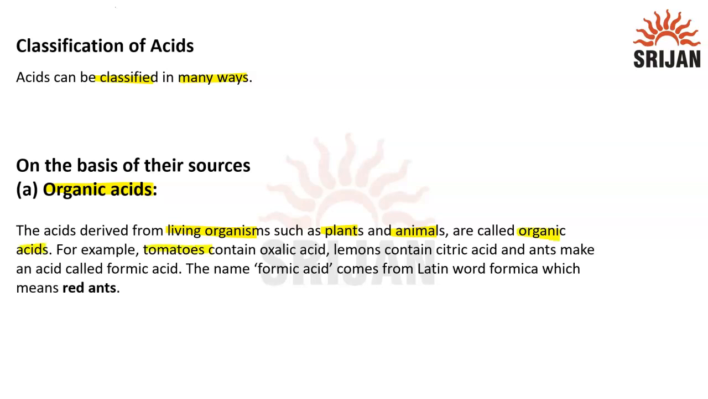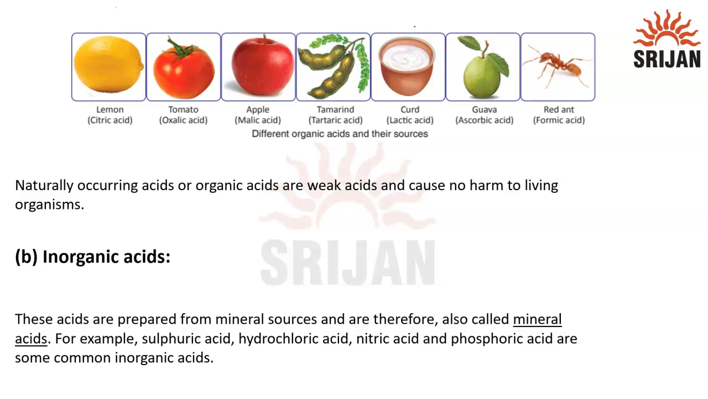For example, tomatoes contain oxalic acid, lemons contain citric acid, ants make an acid called formic acid. The name formic acid comes from the Latin word formica, which means red ants. Here are the sources of acids: citric acid produced by lemon, then we have oxalic acid, then malic acid present in apple, tartaric acid present in the tamarind, lactic acid in the curd, ascorbic acid in the guava, then formic acid produced by red ant. So these are different organic acids and their sources.